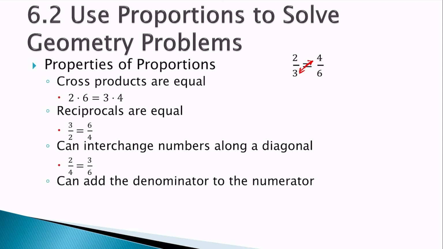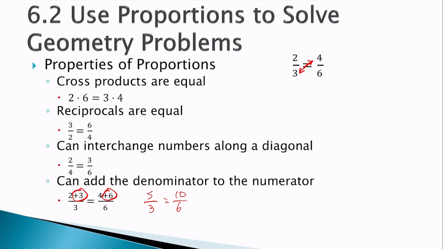And we can add the denominator to the numerator. So the left side, the 3 was the denominator, so I added 3 on top. The right side, the 6 was the denominator, so I added 6 on top, which gives me 5 over 3 and 10 over 6. But 10 over 6 reduces to 5 over 3, so it's still equal.